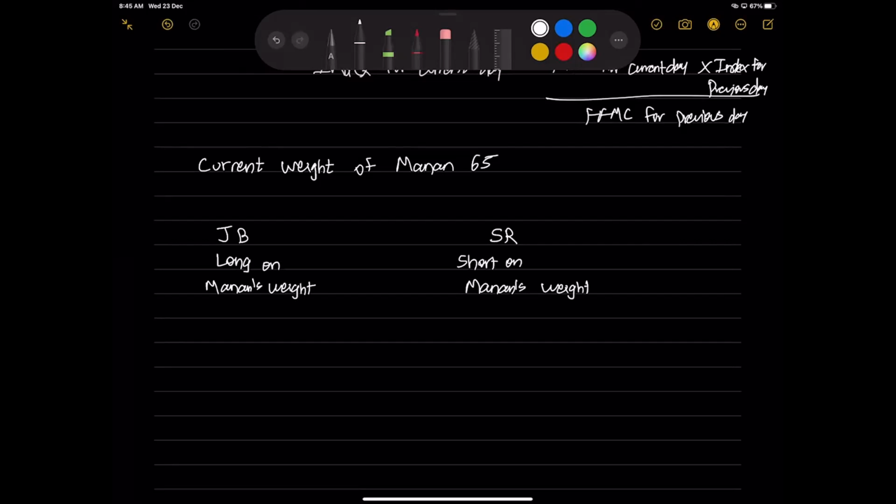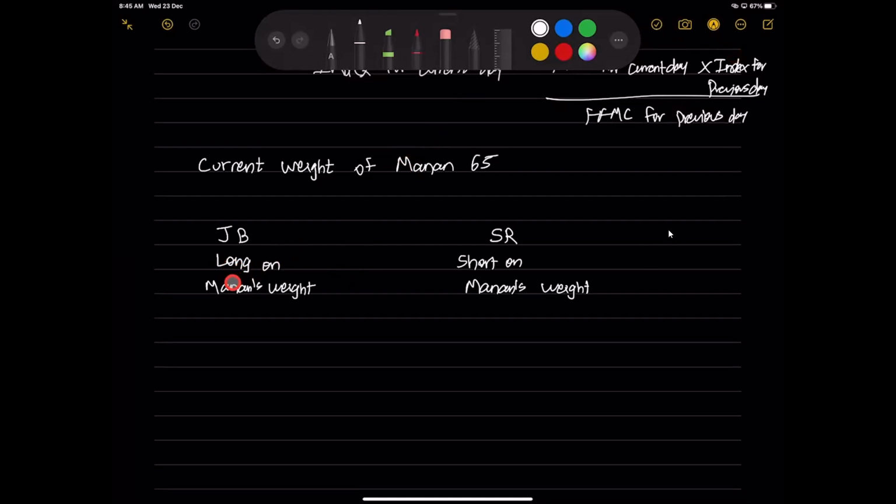That is based on our own information and our own interpretation of things. We have recently come to know, Shashank is also having the same information, I am also having the same information, that Manan has recently been through a breakup. So I am of the opinion that I should be long on Manan's weight.